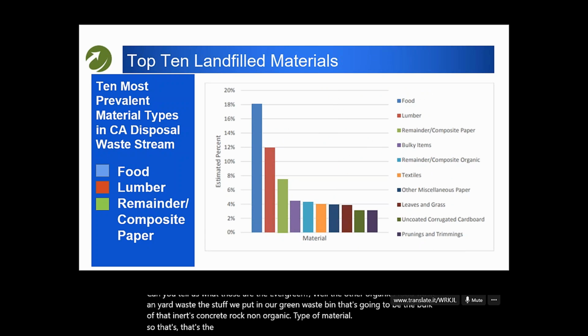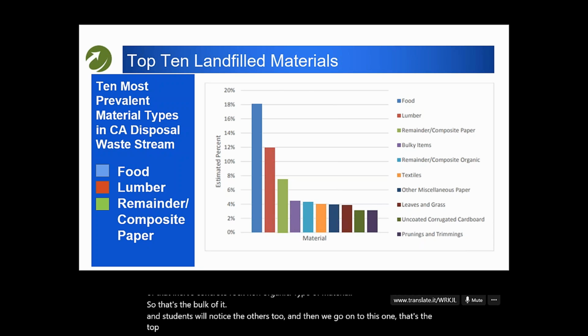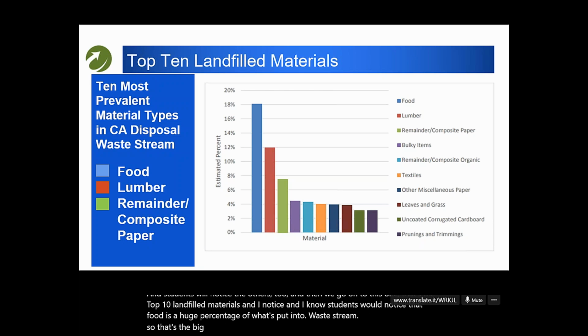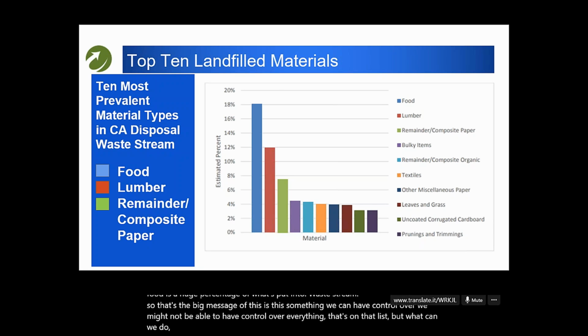So that's the bulk of it. And students will notice the others too. And then we go on to this one, that's the top 10 landfill materials. And I notice, and I know students would notice, that food is a huge percentage of what's put into the waste stream. So that's the big message of this. Is this something we can have control over? We might not be able to have control over everything that's on that list, but what can we do? Well, I think the way this data is presented is more accessible perhaps to some of the lower grade students. Yes, as well.